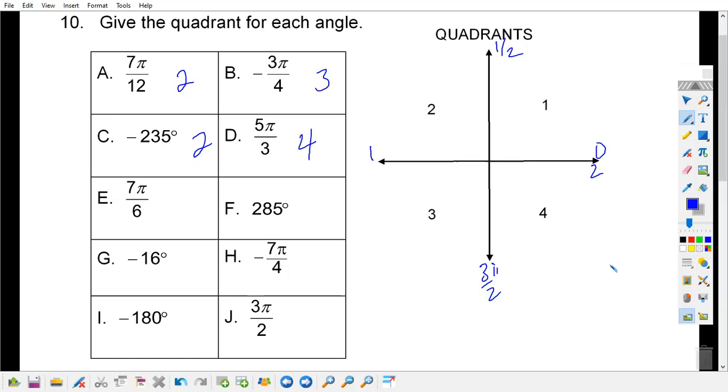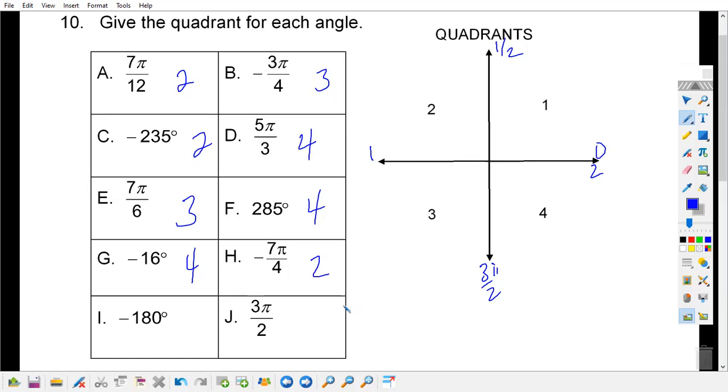7 pi over 6. All right, say it again. 3. Negative 16. 4. Good. Negative 7 pi over 4. 3. No, 2. Okay, we got a 2. It's negative. That means they switched. They're going the other way. Try and look at the pattern.